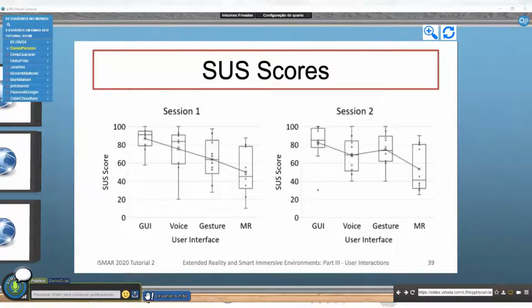If you look at the SUS scores, we can see how in session 1 we have 2 rounds. We have ordering, in other words, graphical user interface, highest score, mixed reality, lower score. However, as you look at session 2, we can see that the gesture improved over voice, so therefore there is something to be said about the ability to learn a gesture-based interaction.